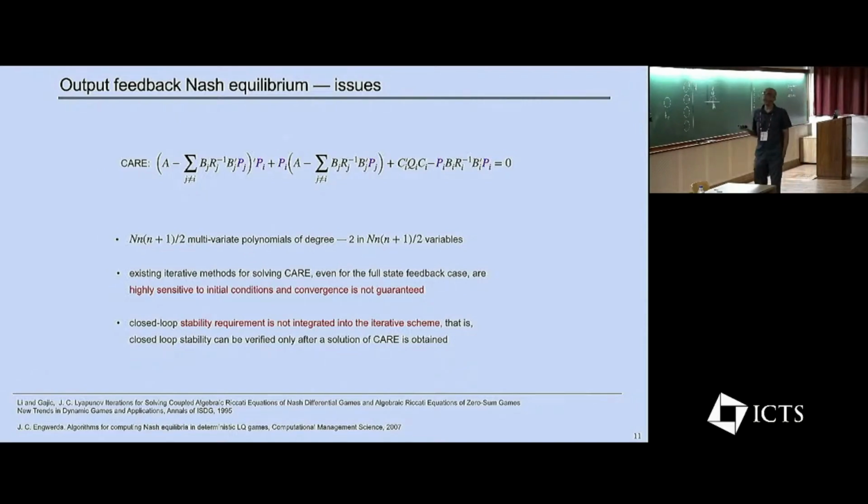There exist iterative methods for solving these polynomial equations, but convergence to a stabilizing solution is not guaranteed. That is precisely because the stability requirement is not embedded into the iterative scheme.